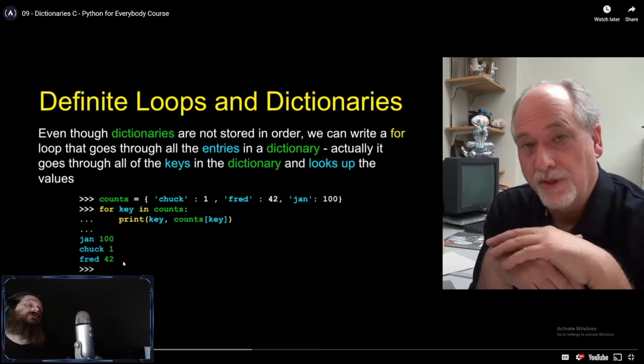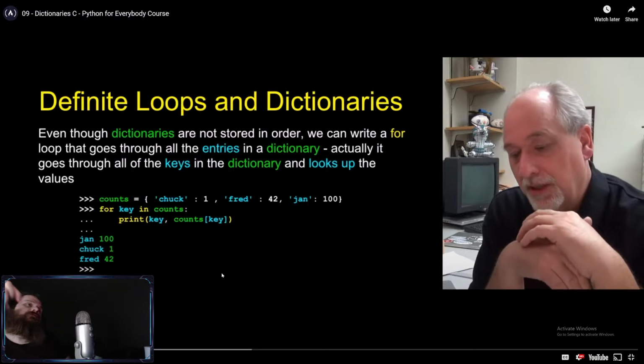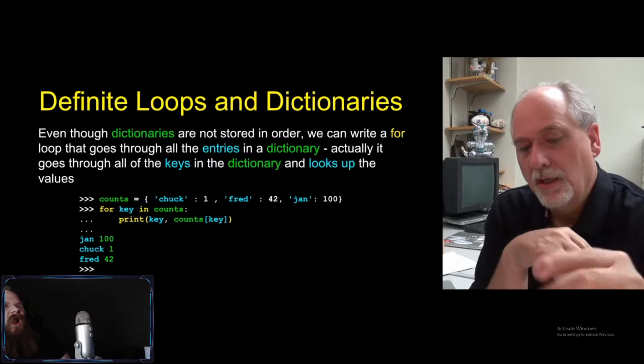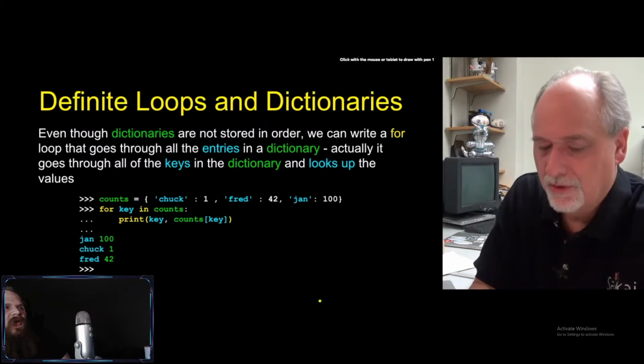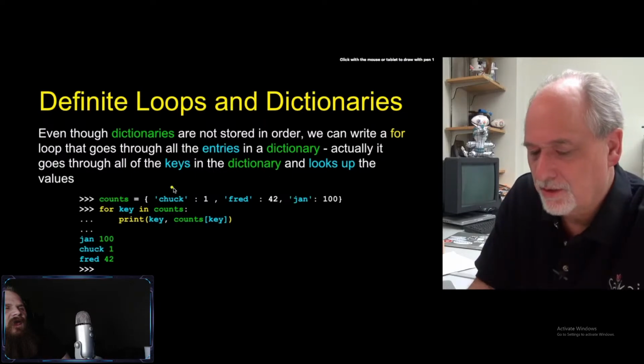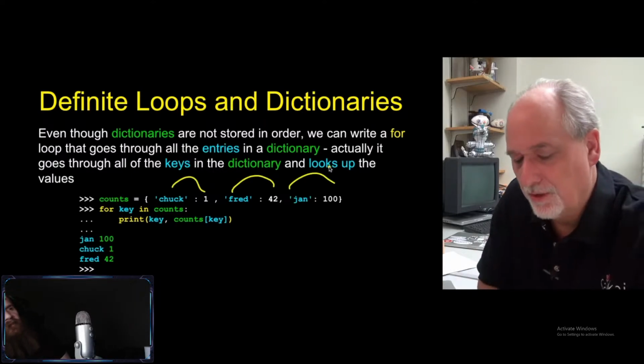Now we're going to look at a dictionary. We'll start with a very, very simple example, and then we'll work to a slightly more complex example. So here's a dictionary, just the constant. Chuck is 1, Fred's 42, and Jan's 100.